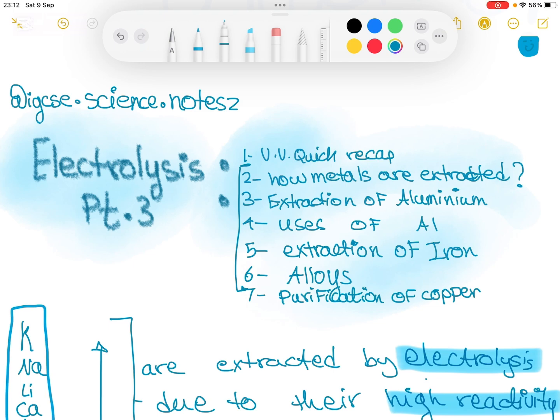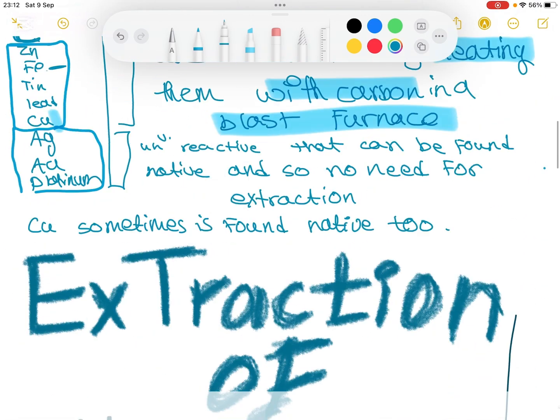So we did a very quick recap. We also explained how metals are extracted. We're done with extraction of aluminium. We now have the uses of aluminium.